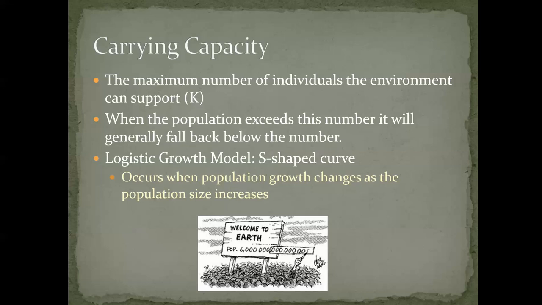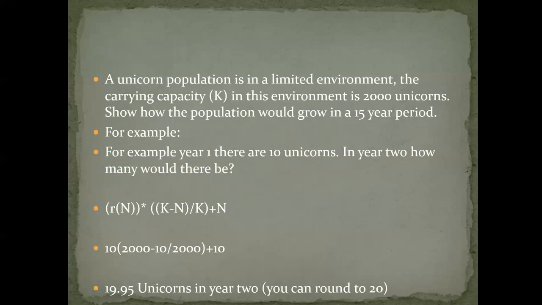And the logistic growth model produces an S-shaped curve, taking into account the presence of the carrying capacity. So in this case, we're going to say the carrying capacity is 2,000 unicorns, and other than that, everything's the same as the last example. So the way you calculate this is you start off with the growth rate, which is 1, times the population size. So we start off with a population of 10.